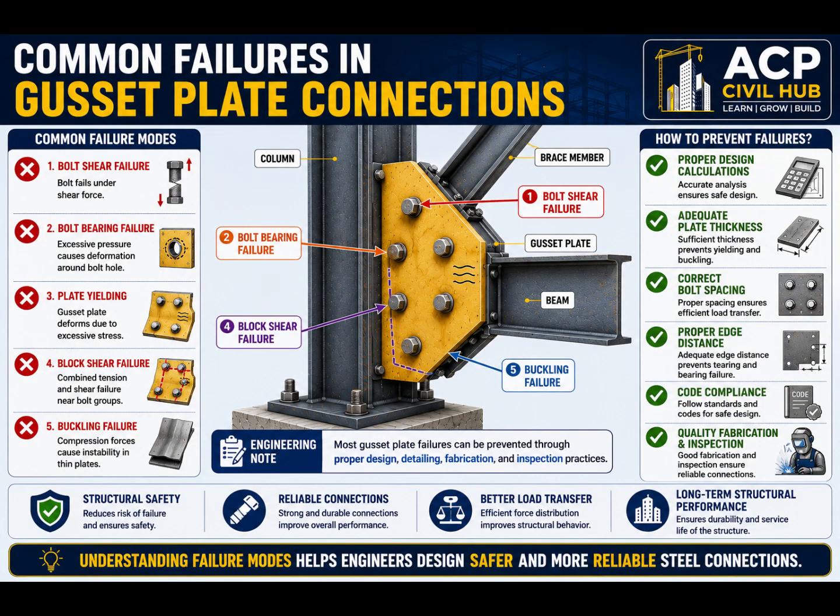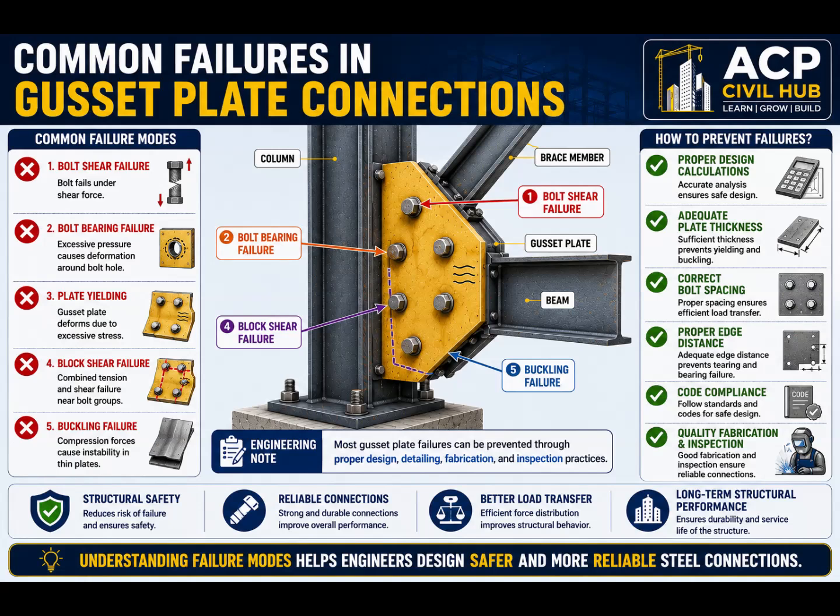Let's now look at some common failure modes. The first failure mode is bolt shear failure. This occurs when the shear force acting on a bolt exceeds its shear capacity. The second failure mode is bolt bearing failure. This happens when excessive pressure around the bolt hole causes local deformation of the plate. The third failure mode is plate yielding. In this case, the gusset plate experiences excessive stress and begins to deform permanently.